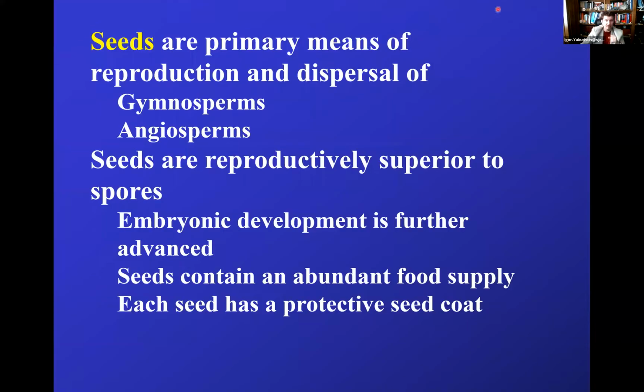Anyway, so seeds are the primary means of reproduction as well as dispersal, so no more spores. And we have two relatively large groups. Seeds are reproductively superior. Why? Because now we don't have a single cell, we have the whole embryo, which is developed further down. It has an abundant food supply.